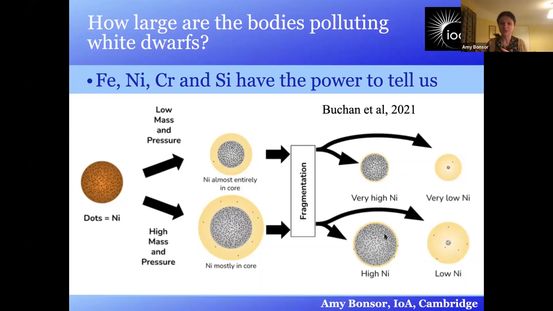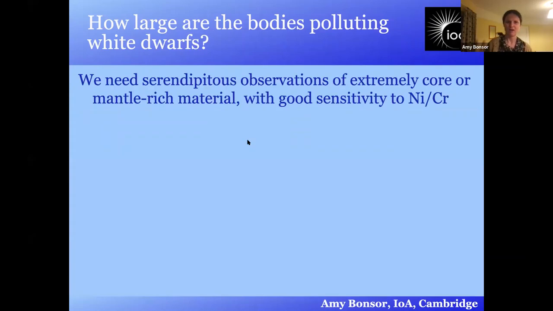If it was high nickel, not quite as high nickel, then it tells us that actually this was something that was bigger and maybe more like the size of a moon when it entered the atmosphere of the white dwarf. So unfortunately, here comes the crux moment. We really need to have a serendipitous observation of a white dwarf that's accreted something that's incredibly core rich or incredibly mantle rich, with really good sensitivity to nickel or chromium, if we're actually going to be able to sensitively deduce the mass of the original body.